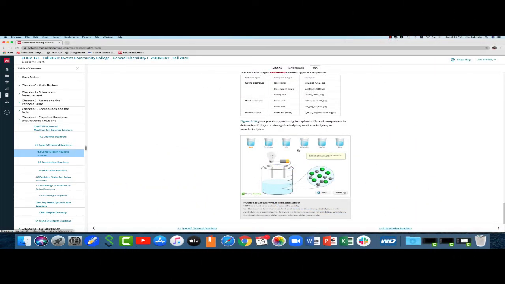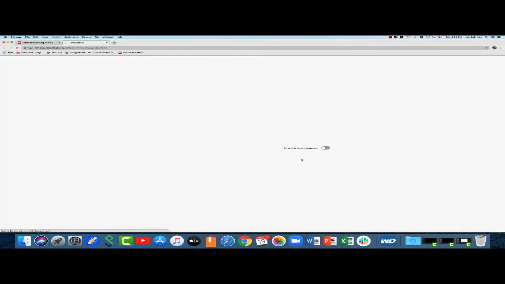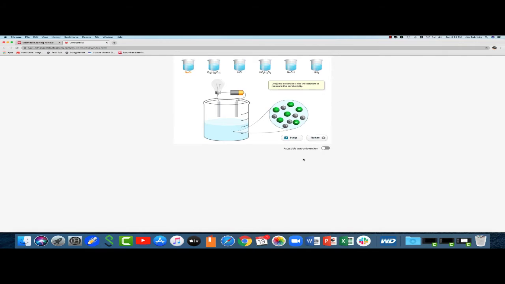So let's try this out. Inside your textbook, there is a conductivity simulation. Let's see how this works. This is pretty much the same setup as we did in our notes, but here inside our beaker, we've got different solutions. Inside this one solution, we're looking at sodium chloride. The gray atoms here are the sodium ions. The green atoms are the chloride ions.